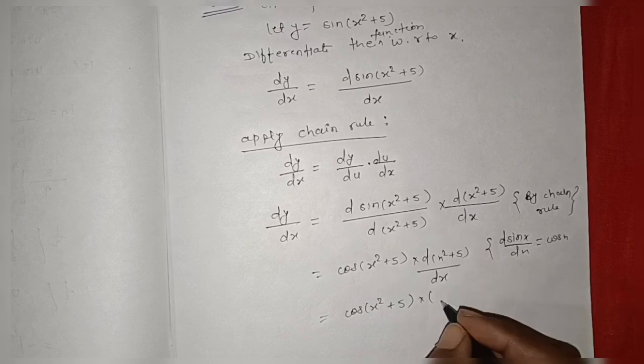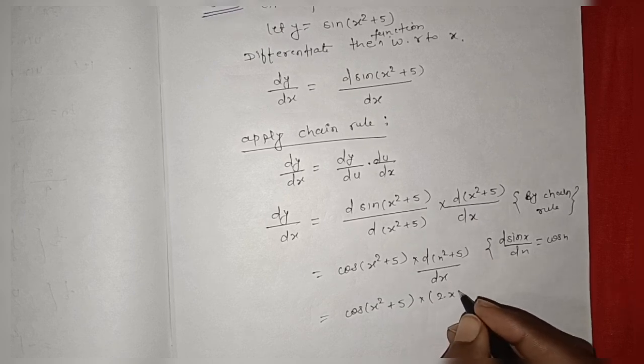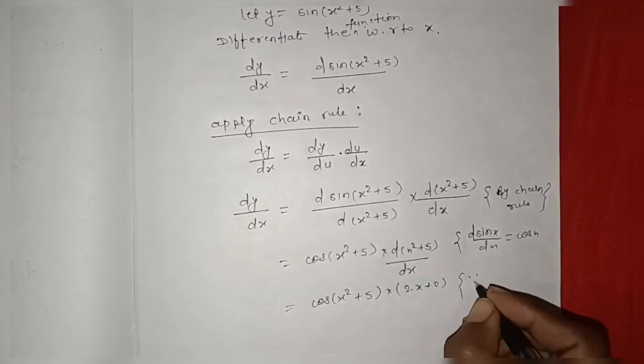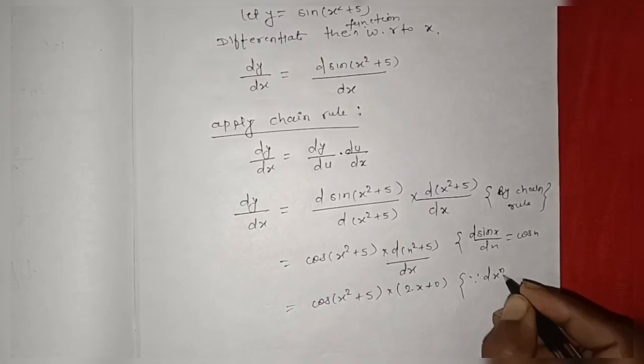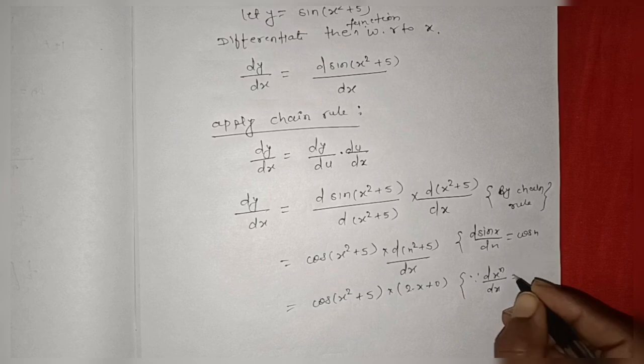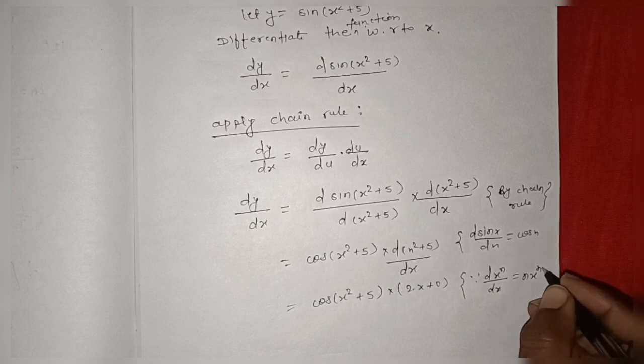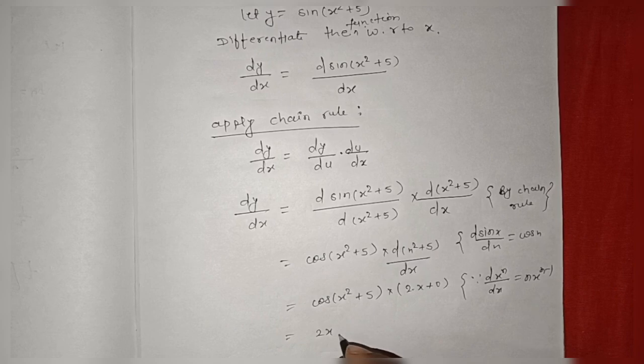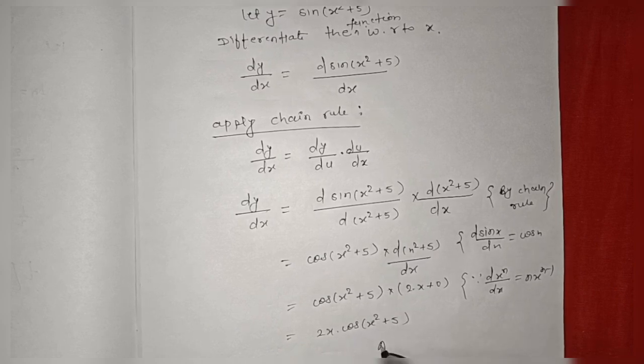into 2 into 2x plus 0. Since d(xⁿ)/dx is equal to n into xⁿ⁻¹. So that 2x into cos(x² + 5), answer.